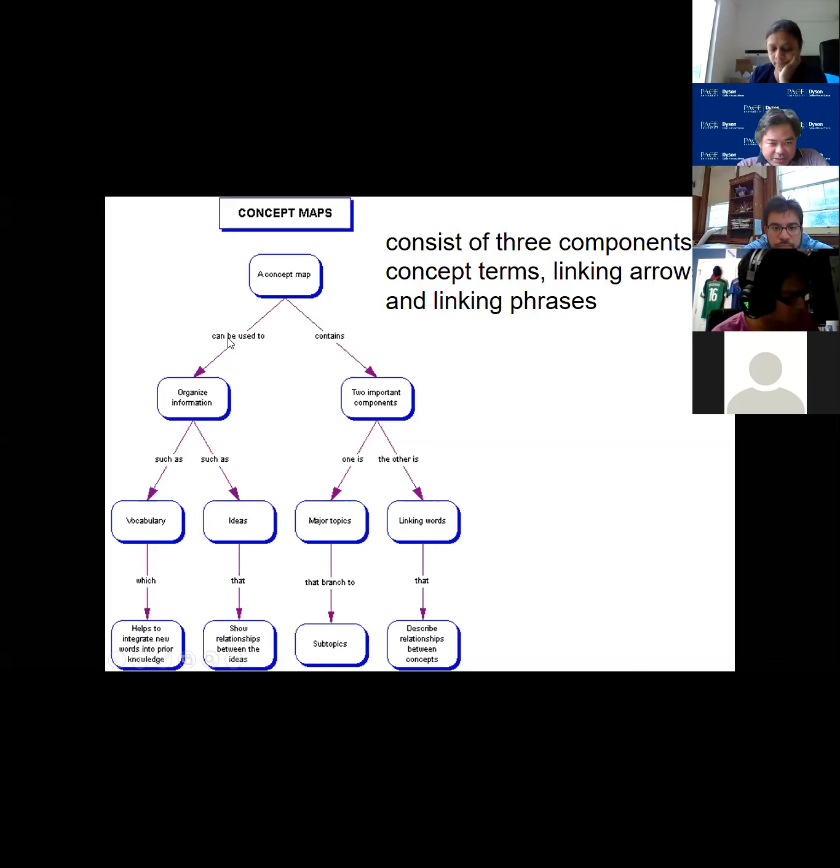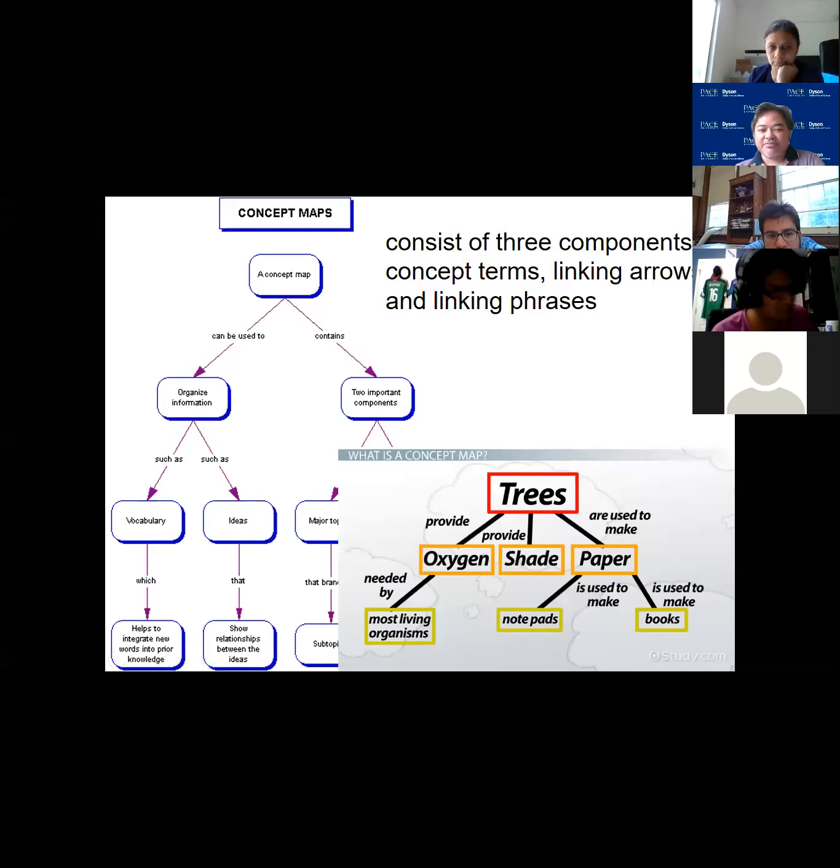So a concept map can be used to organize information such as vocabulary or ideas, and it contains two important components. One is the major topic, the other is the linking words. So like this one. And the example that I have here is this. Trees provide oxygen, which is needed by most living organisms.